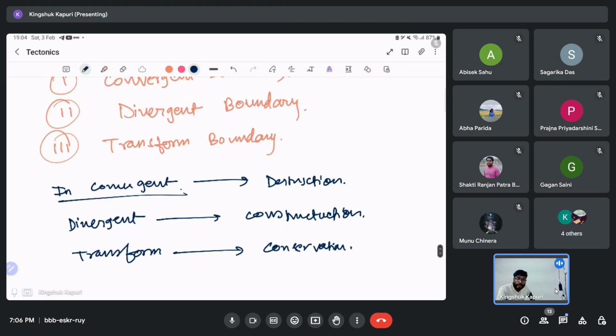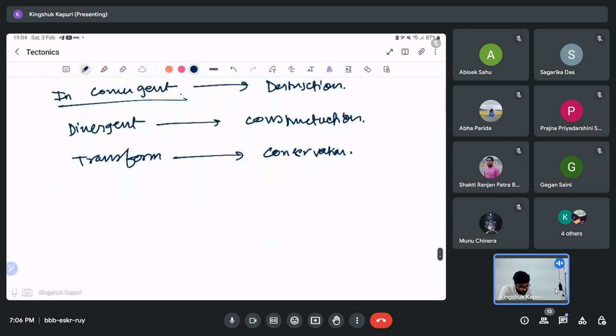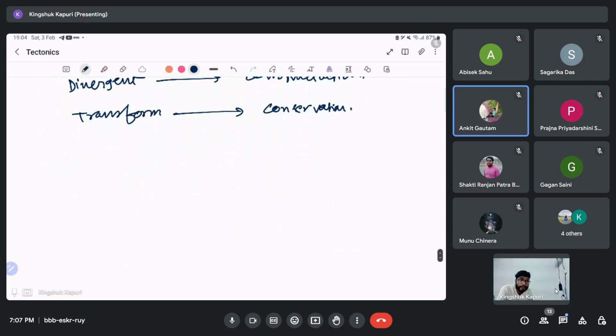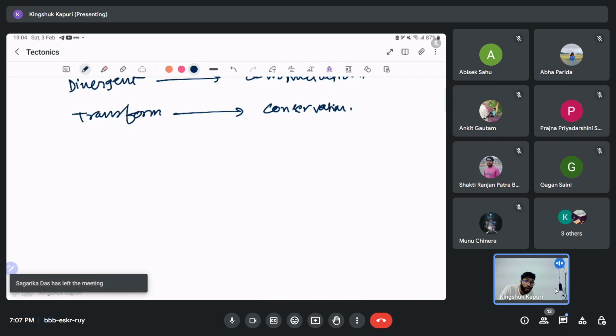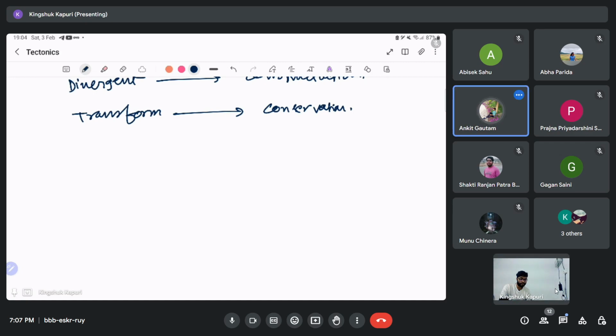So there are basically three types of plate boundaries. One is the convergent plate boundary. What is chondrite? Okay, chondrite is a meteoroid, Ankit. Chondrite is an undifferentiated meteoroid. A meteoroid is a substance which is not part of the earth, not part of any terrestrial rocks. A meteoroid has come from outer space. Okay Ankit, that is a meteoroid.